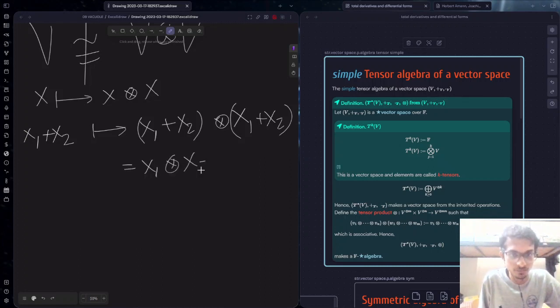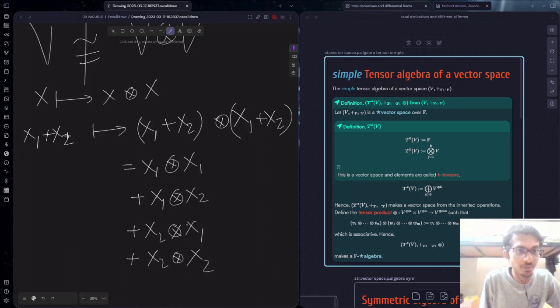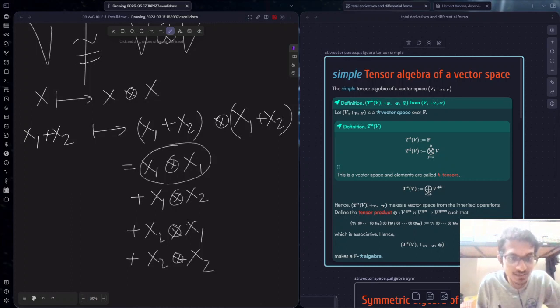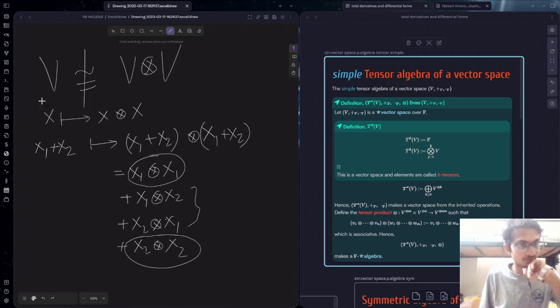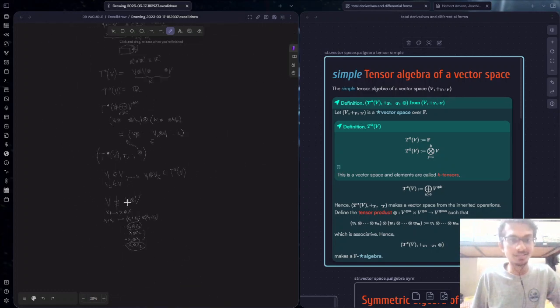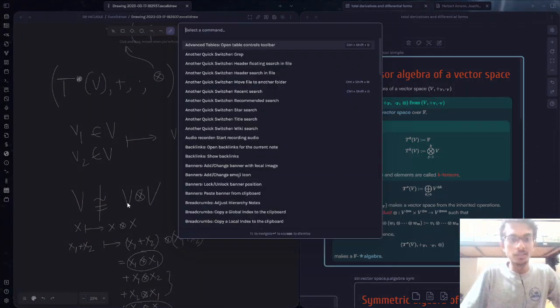x1 tensor product x2, x1 plus x1 tensor product x2 plus x2 tensor product x1 plus x2 tensor product x2, and x1 plus x2 should map to this guy plus this guy, not these two guys. So this is not actually a linear function. So at least I have heard this is the no cloning theorem, at least about more details.